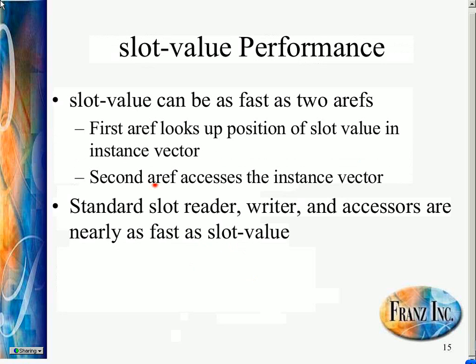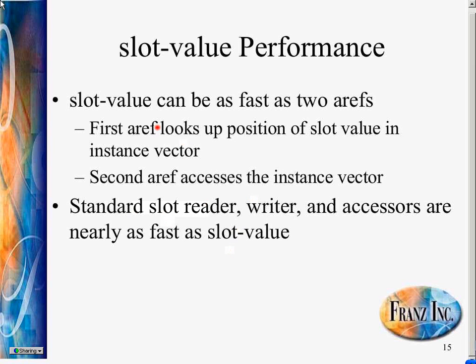Now, another aspect of performance is slot value. Slot value, the function itself, can be as fast as 2 arefs, that is 2 accesses to vectors or arrays. The first looks up the position of the value in the instance vector, and the second actually accesses it. Now, when I said that structure instances are vectors and class instances aren't, class instances are actually made up of a bunch of vectors, and one of them tells you what the names of the slots are and where you can go in the data vector to find the value of that slot. But a structure instance is purely a vector, and if you asked vector P, which says, is this object a vector? The answer would be yes.